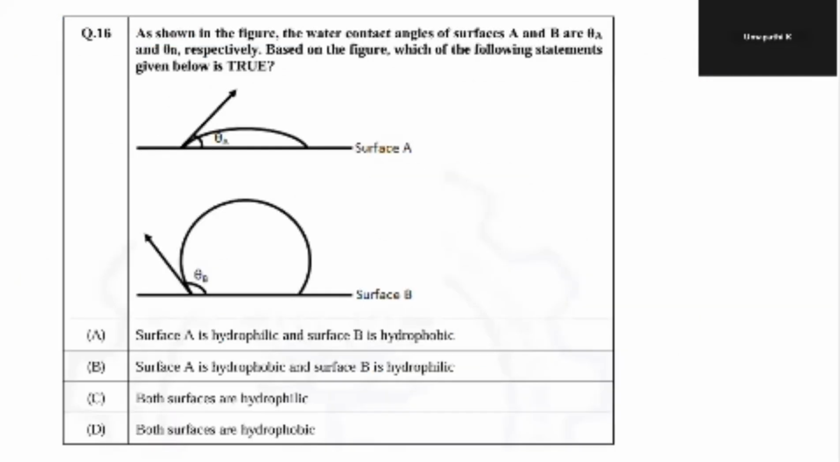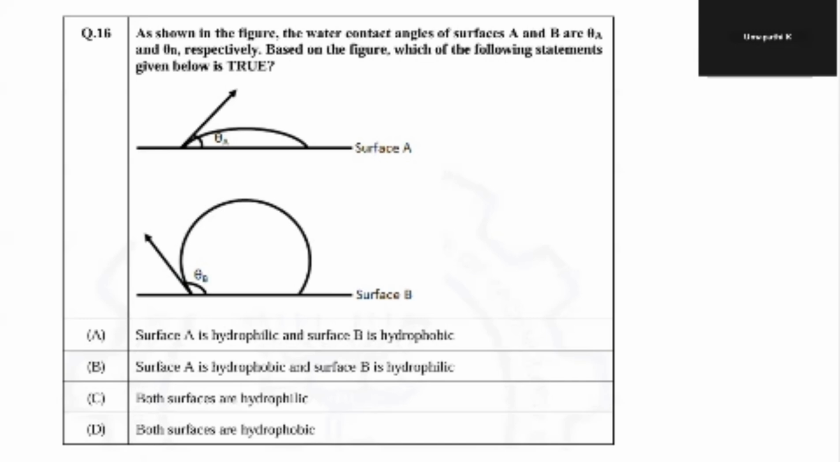Moving on to the second question. As shown in the figure, the water contact angles of surfaces A and B are theta A and theta B, respectively. Based on the figure, which of the following statements given below is true? We can see the diagram, how the water molecule will be attached with surface A, and on surface B also. Here they have given four choices.